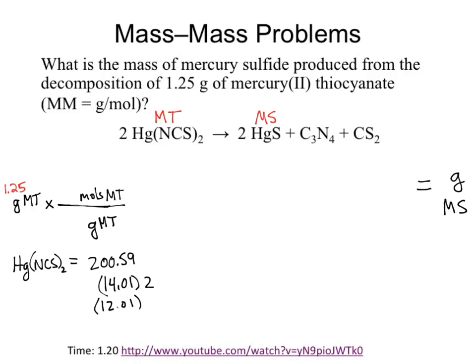12.01. Where'd you get that? That's our carbon. Times 2 again. Why times 2? There's 2 of them in our formula. Next one. 32. Again, times 2. We now add all of those numbers up. And those numbers give us, anybody fast enough to have already done that? 360.77? 16.